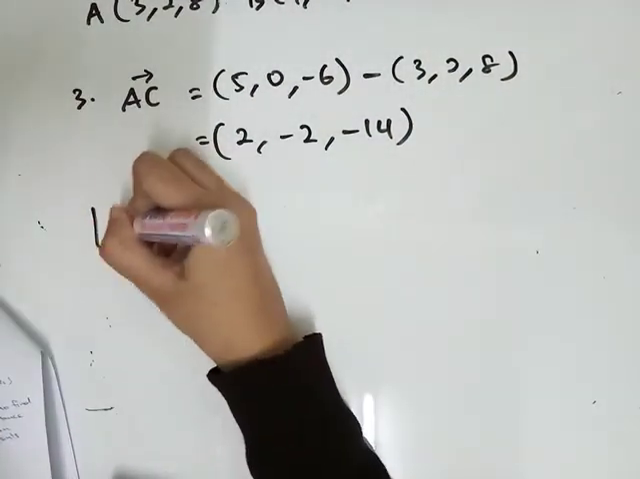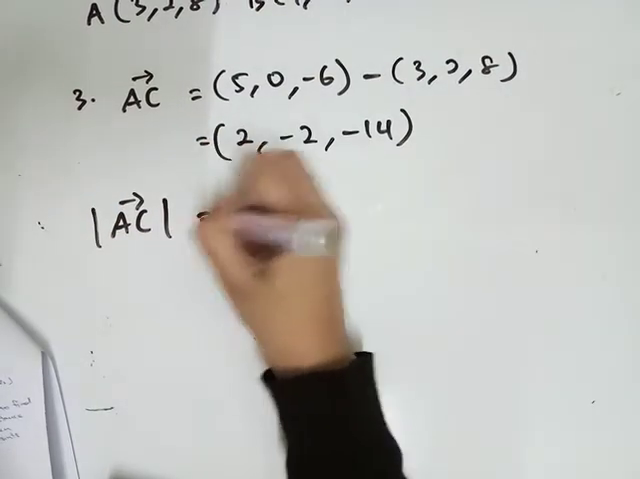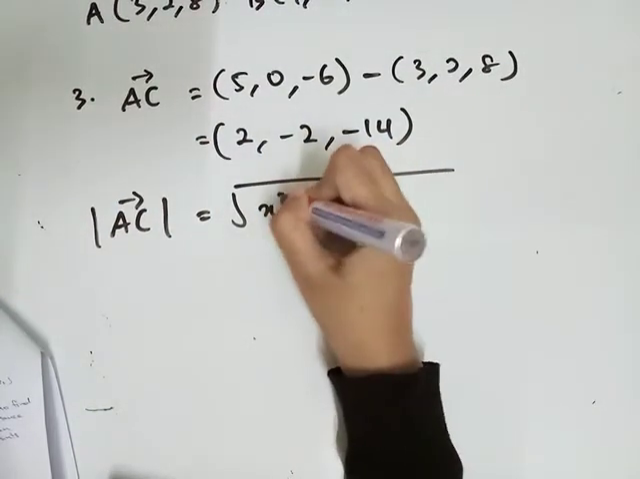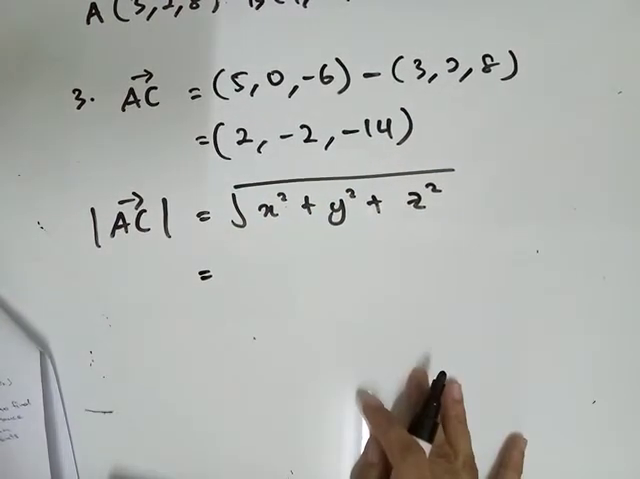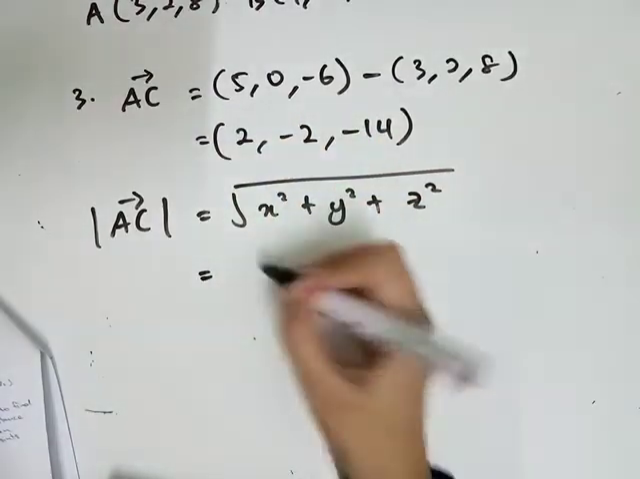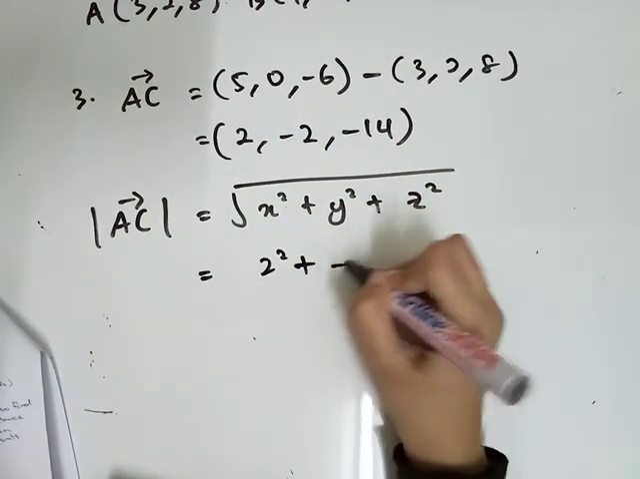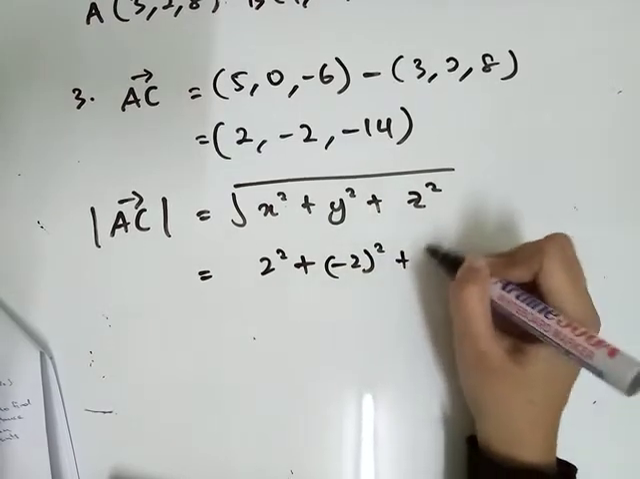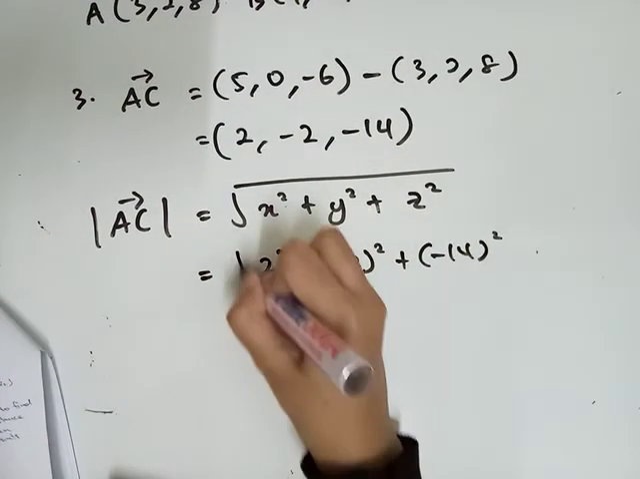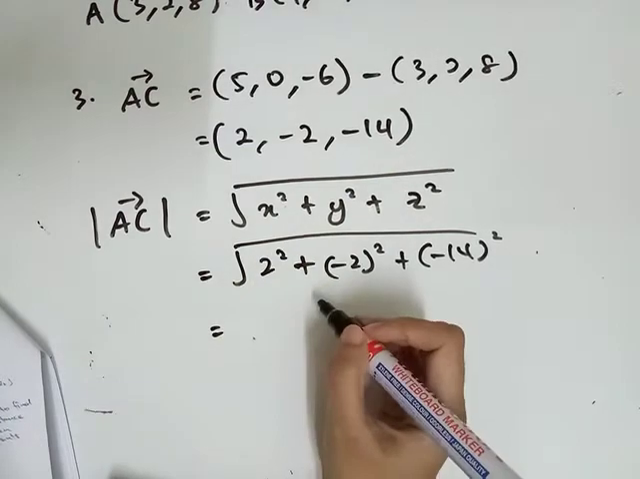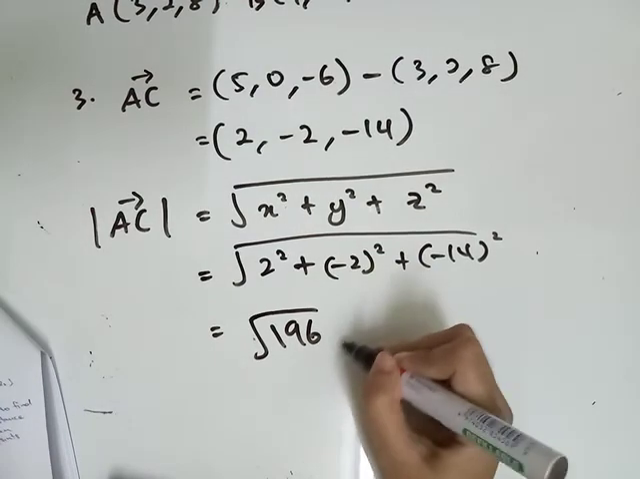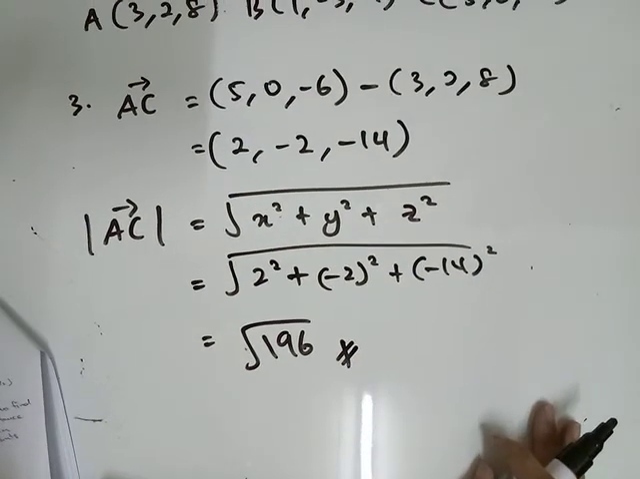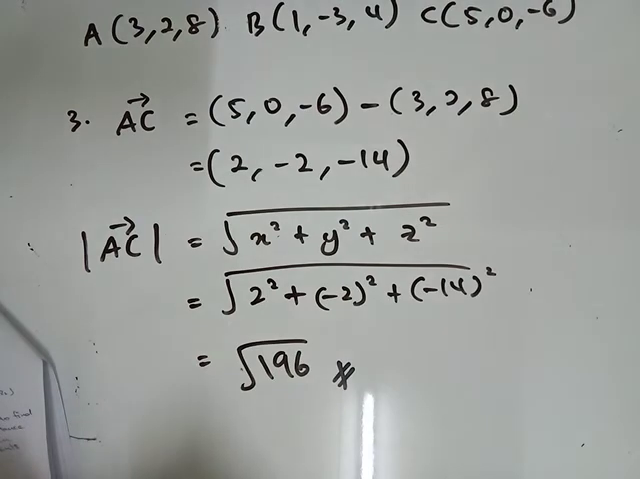And then the length of vector AC: x squared plus y squared plus z squared. Substitute into the formula: 2 squared plus negative 2 squared plus negative 14 squared. Then take the square root. The answer is, when you calculate, the square root of 196. This is the answer. Alright, do you understand? If you don't understand, you can ask on WhatsApp, okay?